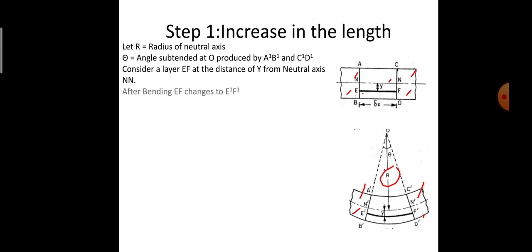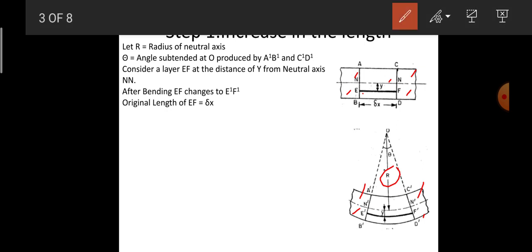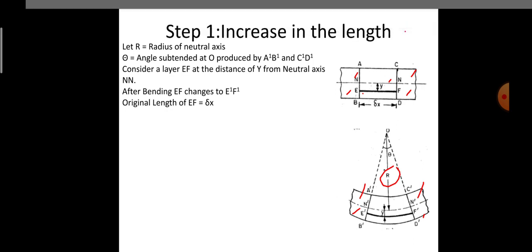After bending, EF changes to E dash F dash, as I said. The original length of EF is equal to delta x, since before deformation EF was the same length as NN, the neutral axis layer. So we can say that EF is equal to delta x.